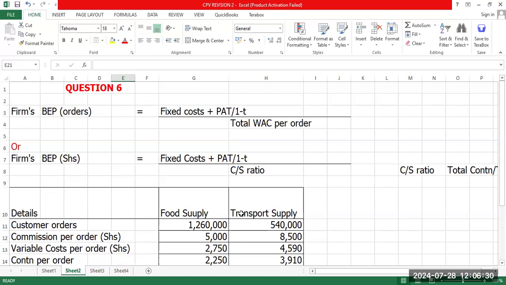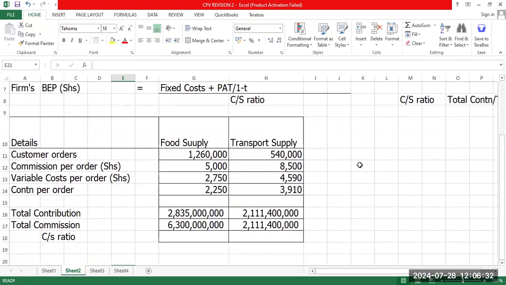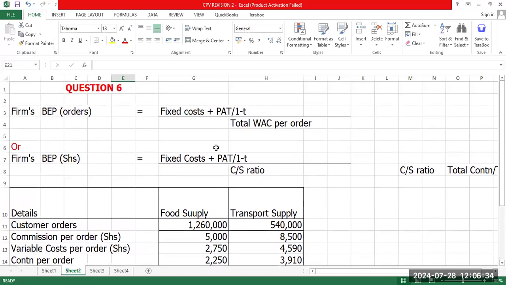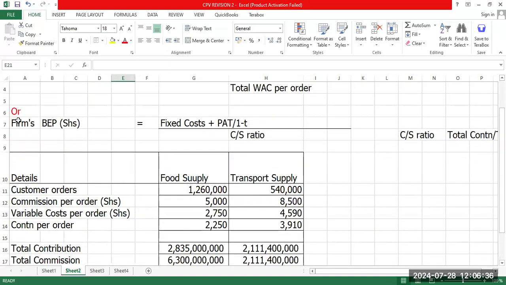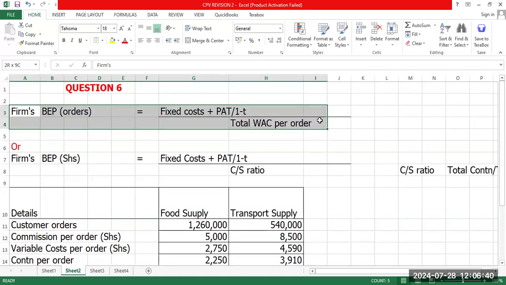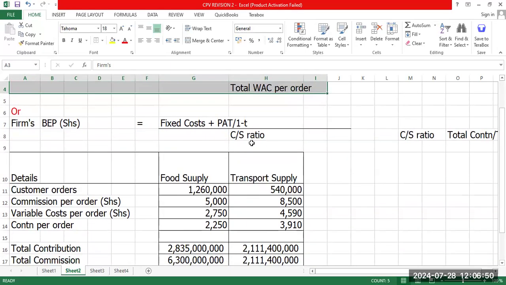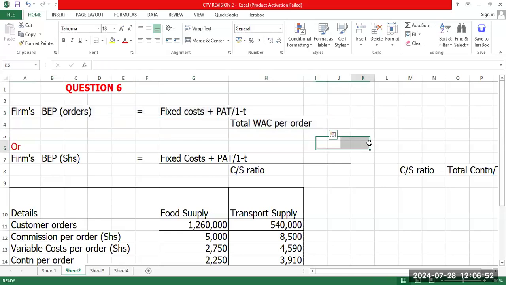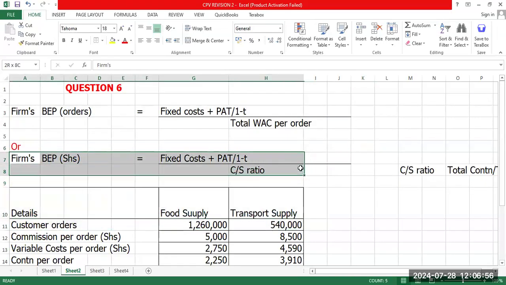Colleagues, if you are not given sales mix, I advise always using this method. Don't start with this method if you are not given sales mix and you're dealing with different products. If you're dealing with different products and you're not given sales mix in the question, it is good to just start with this method.